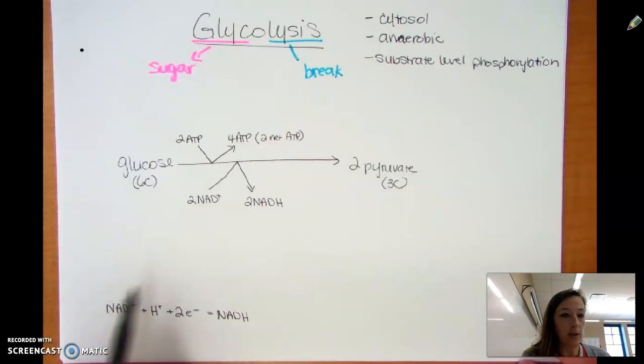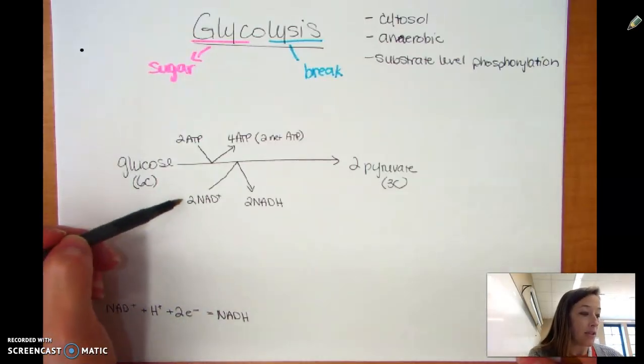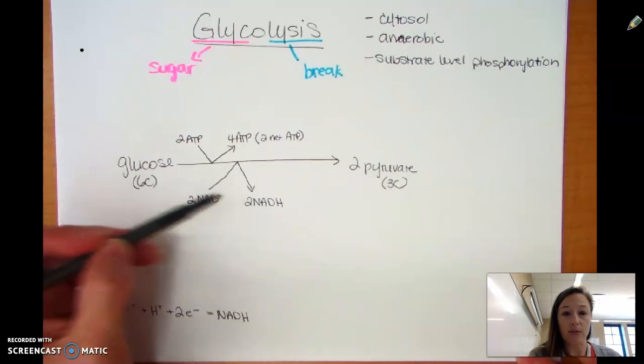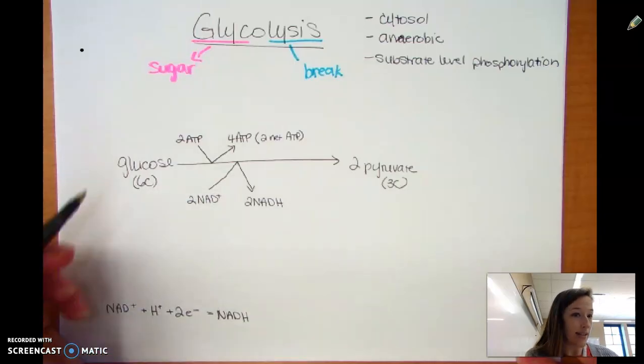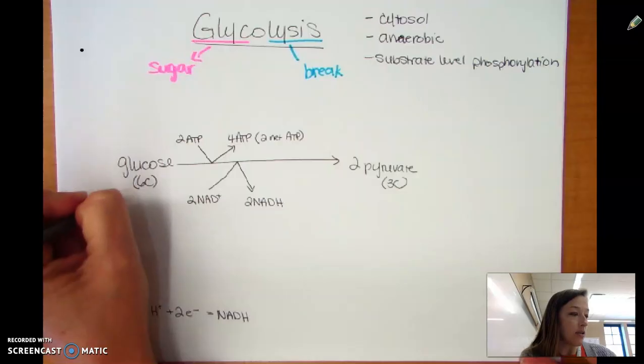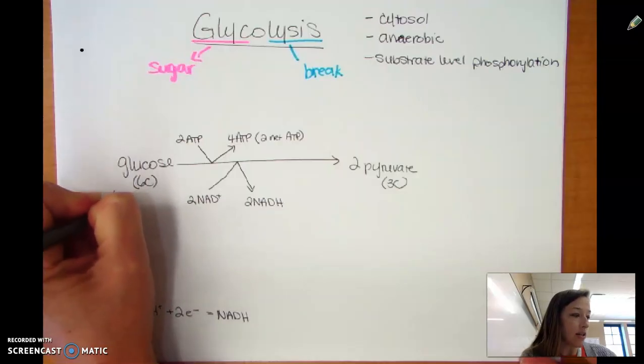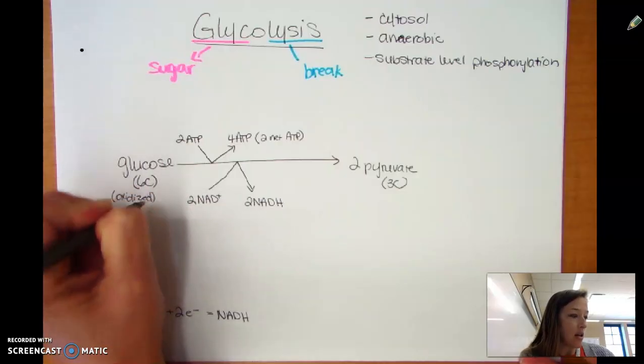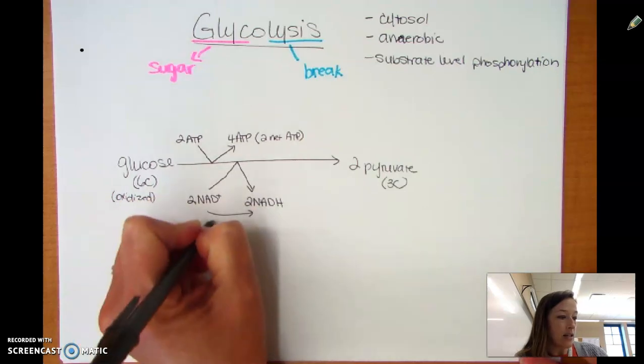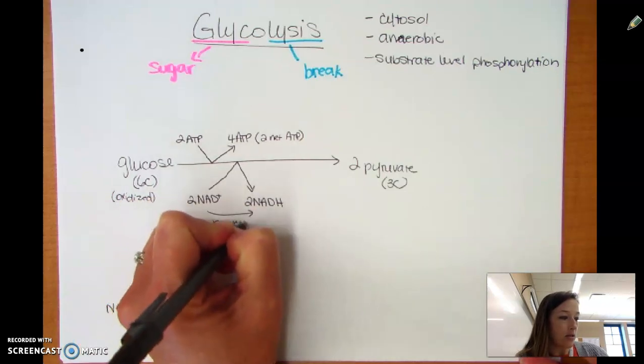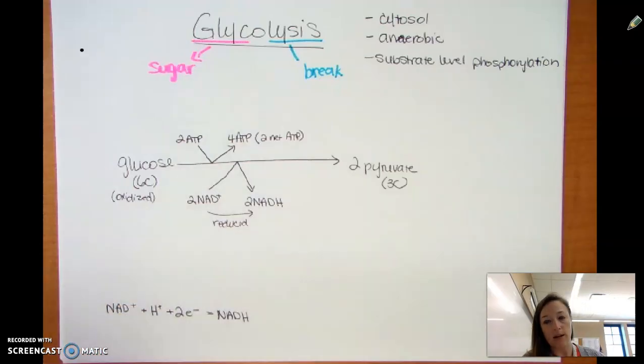So every NAD+ can carry 2 electrons, okay? And so here we have 2 NAD+, that means we're going to be carrying 4 electrons out of the glucose. So since glucose lost electrons, it is oxidized, and since this guy gained them, it is reduced. Okay, so just keeping an eye on those redox reactions as they happen.